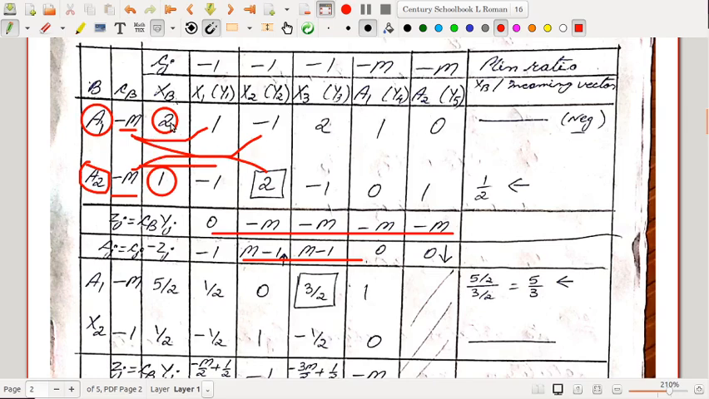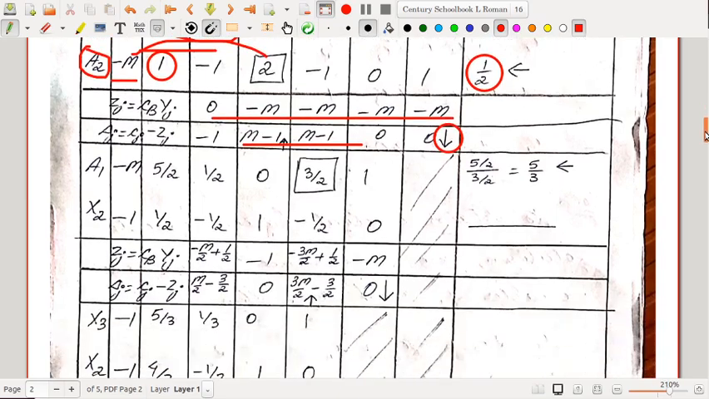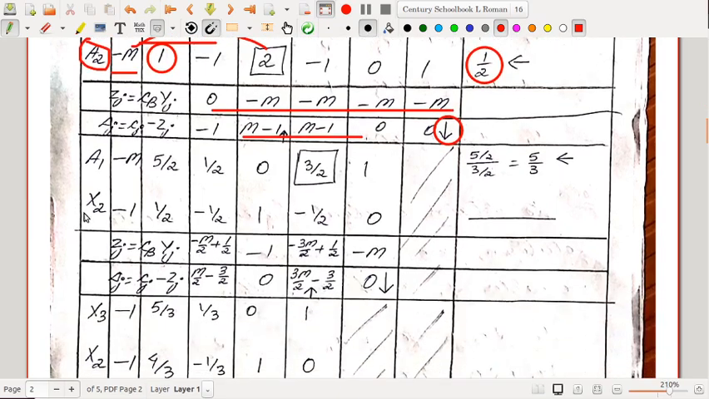We compute the minimum ratio. 2 divided by minus 1 will not be considered because minus 1 is negative, so this is not necessary. We will consider only the positive one, so 1 divided by 2. So the corresponding vector a2 is the outgoing vector. If you observe, we have given one arrow mark here to represent that a2 goes out of the basis. So in the next step a1 will remain and x2 will enter and a2 will go out of the basis. So x2 has come in place of a2.